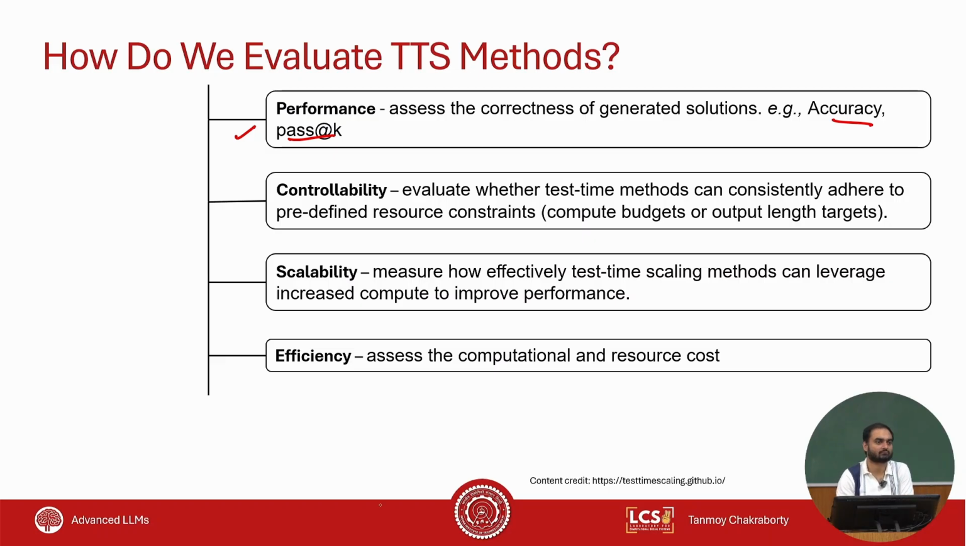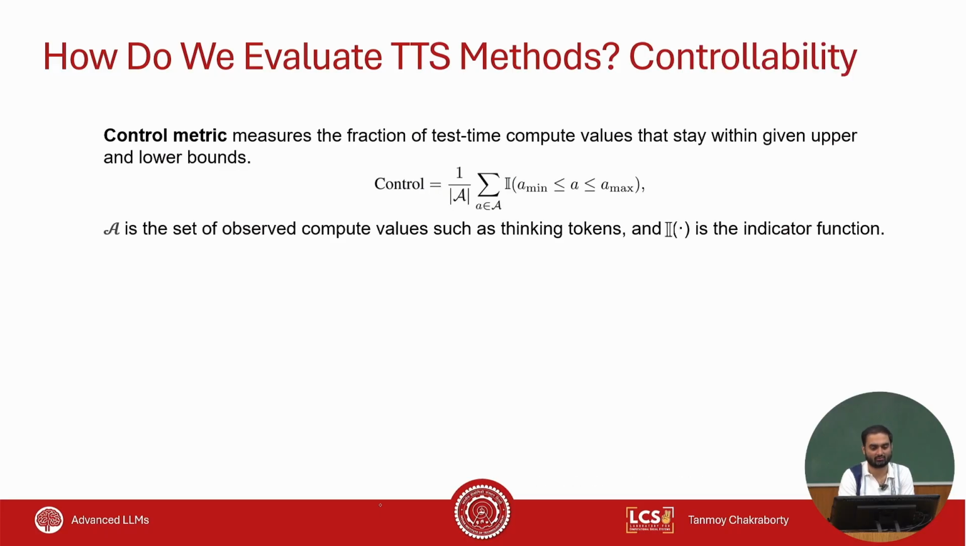Controllability evaluates whether the test time methods can consistently adhere to the predefined resource constraint. What does it mean? Let's say your budget is something, right? You will check whether the reasoning trace generated by the model follows that constraint or not. A very simple idea. In this control metric, it measures the fraction of test time compute values that stay within the given upper and lower bound.